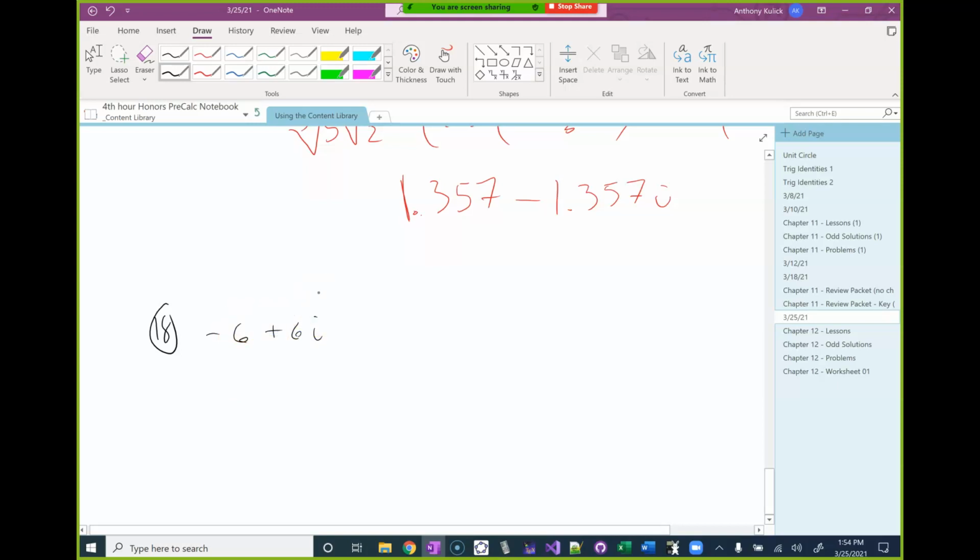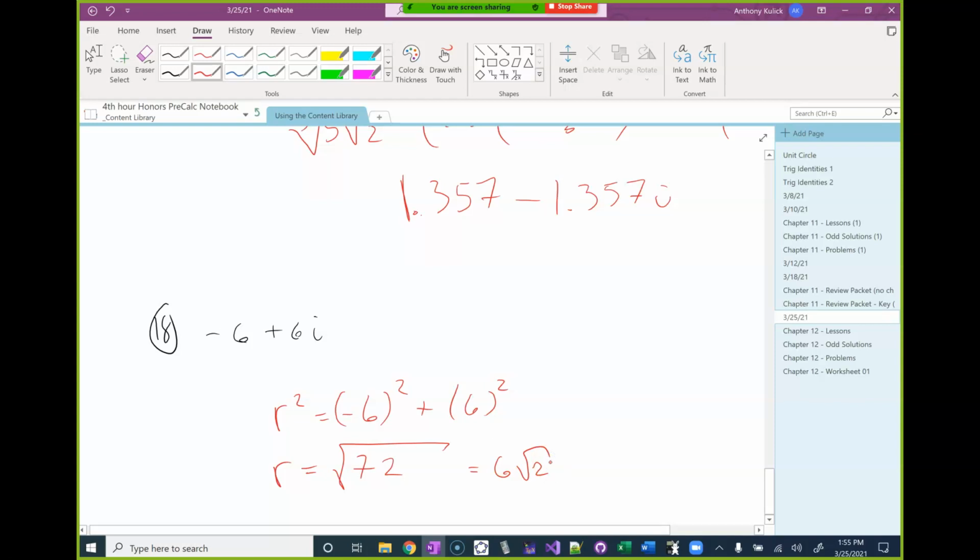So I know r squared is -6 squared plus 6 squared. So r is the square root of 72, which is 6 root 2. Okay with that? Okay.